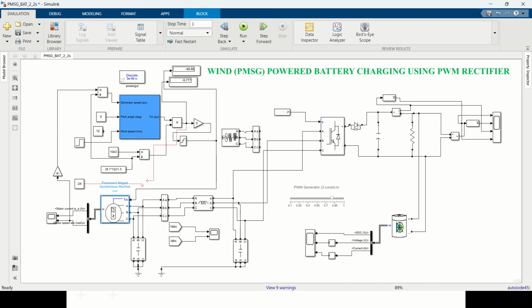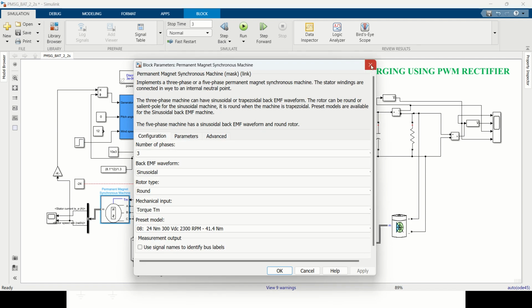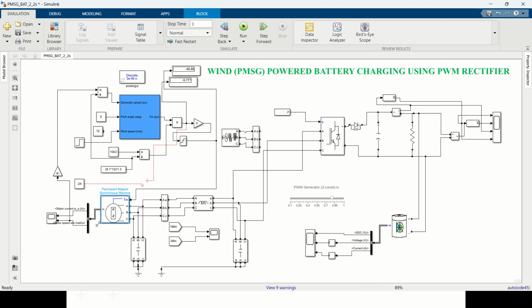Again, this is the PMSG, permanent magnet synchronous generator. We are going to obtain the PMSG torque here. When the machine is given a negative torque, it works as a generator. If the machine is given a positive torque, it works as a motor. This is the basic thing.